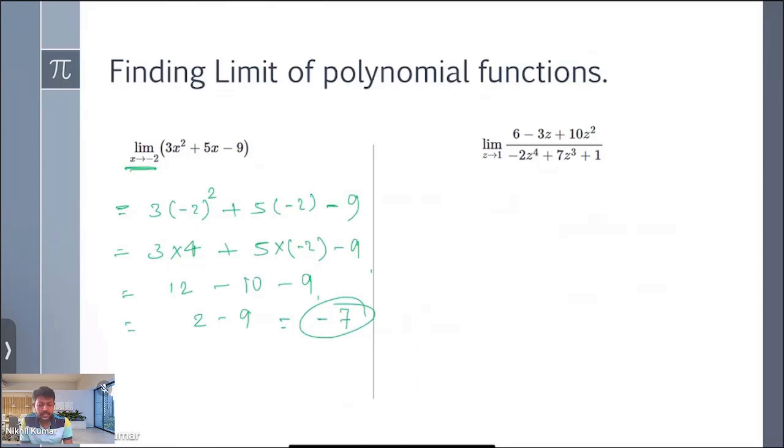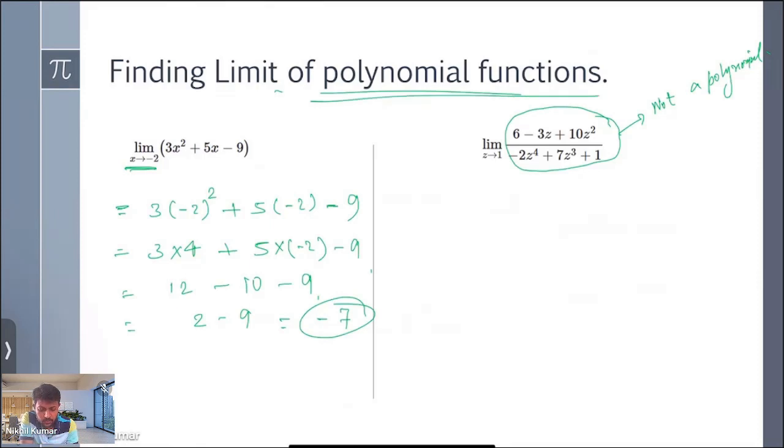Now the second question, taken in entirety, is not a polynomial. This is not a polynomial. Still, I have put it under the heading polynomial functions because it's a division of two different polynomial functions. Okay, it's a division of two different polynomial functions. Let me show how.